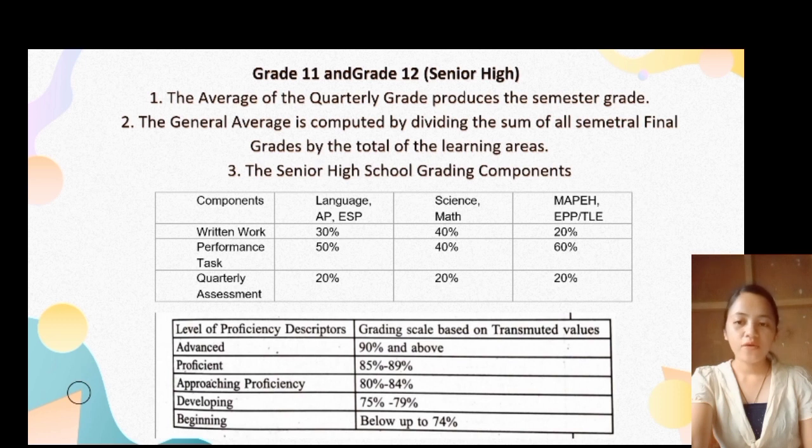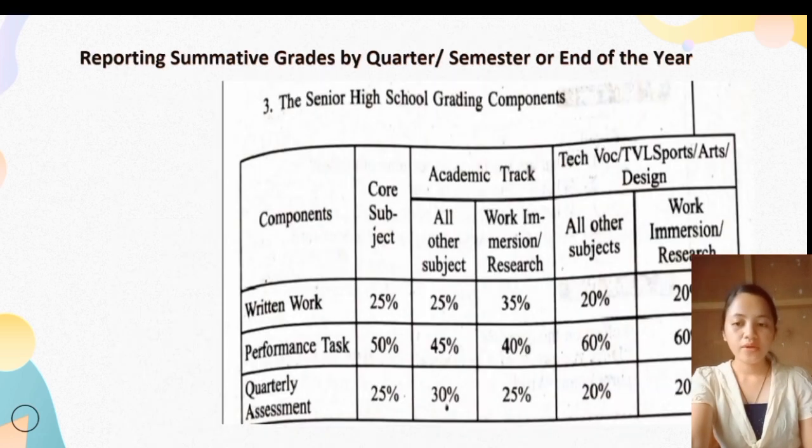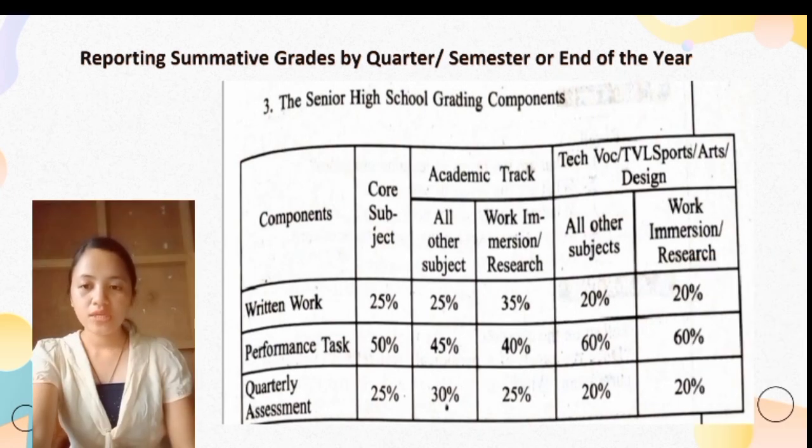Grade 11 and grade 12 senior high school, their grades are computed in the following way. The first one is the average of the quarterly grade produces the semester grade. Second is the general average is computed by dividing the sum of all semestral final grades by the total number of learning areas. The third is the senior high school grading components. So we have here the grading components, the written work, performance task, and quarterly assessment. And the percentage is different from each other according to the track.